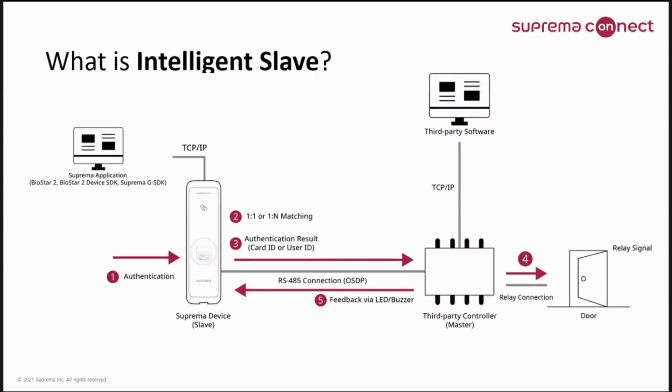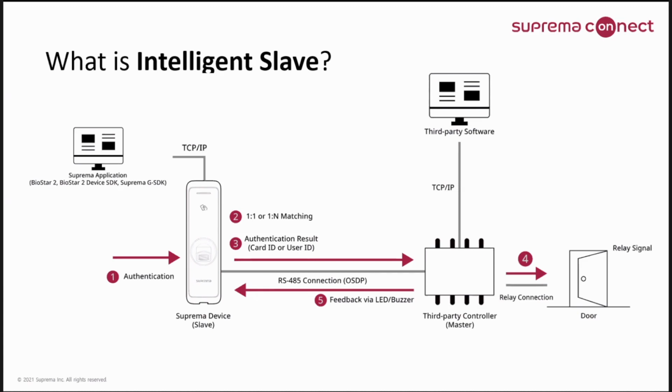If so, how can this intelligent slave feature be used with Suprema products? Let's check the diagram on the screen. Intelligent slave is used in an environment where the Suprema product becomes slave and the third-party controller is a master. Step 1. When the user authenticates on the Suprema device. Step 2. Match the user one-to-one or one-to-N. Step 3. The result of user authentication, card ID, or user ID will be sent through the OSDP protocol.